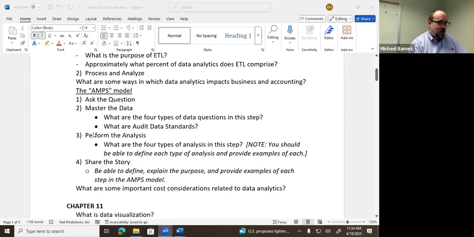The AMPS model, the 4 parts of the AMPS model are going through here. There's a lot of stuff with this, so make sure you are clear on this area right here. Spend a lot of time focused on this. So the AMPS model asks the question, master the data. Under master the data, it says there are 4 types of data questions in this step. So what are the 4 types of data questions? There's accessibility, reliability, integrity, and type.